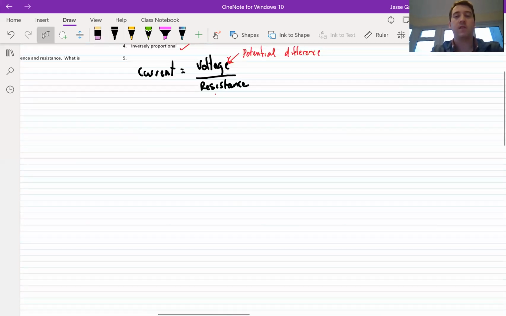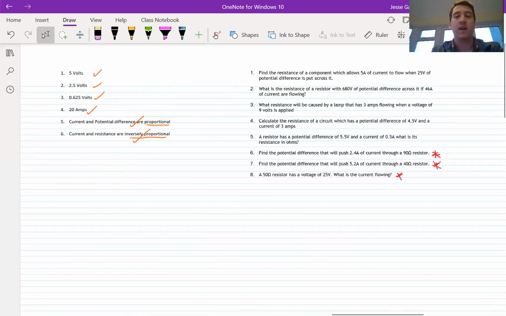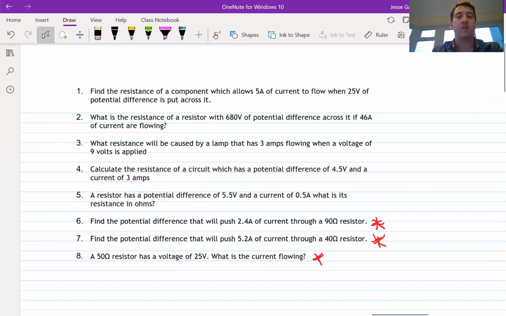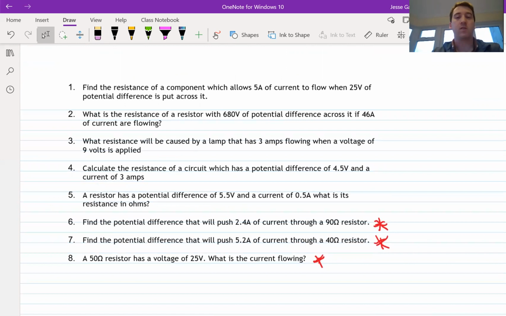Okay, so this is for the final way of rearranging that equation. And we've also got some mixing up in here. So be careful about number 6, 7, and 8 because they are a different pattern. If you look at number 1, it says to find the resistance. If you look at number 2, it says to find the resistance. As you can see, there's a pattern. What resistance? Calculate the resistance.